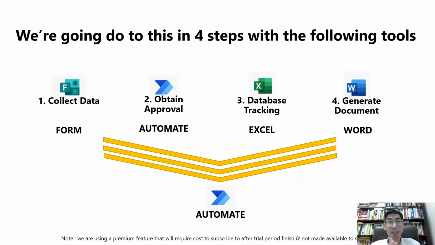So I'll summarize these steps or our activities into 4 steps today. We're going to do 4 things. First, we're going to collect data through Microsoft Form. After that, we're going to obtain approval using Power Automate, which is part of Microsoft application. Then we're going to insert the data into a database for tracking in the Excel sheet. And lastly, we're going to generate document using Word, right? So all 4 things are very much available in your Microsoft Tools toolbox if you are subscribing to Microsoft 365. All right. So let's get into the hands-on activity.